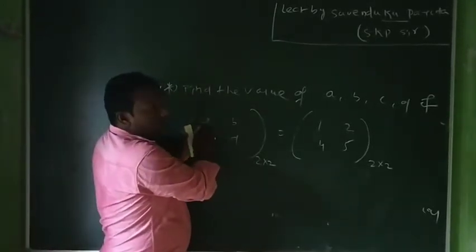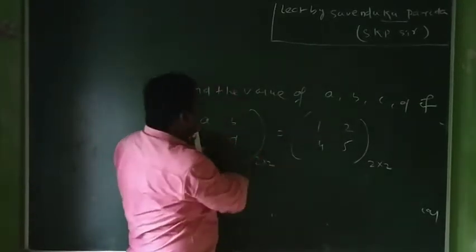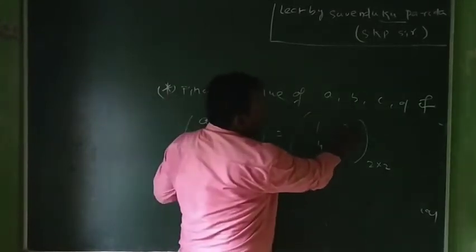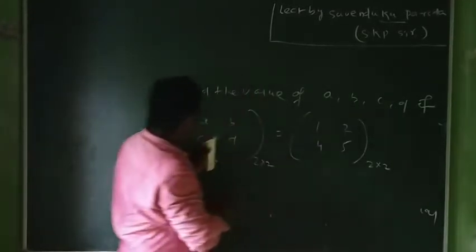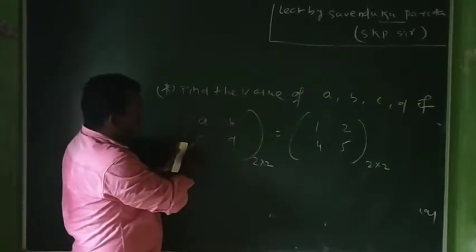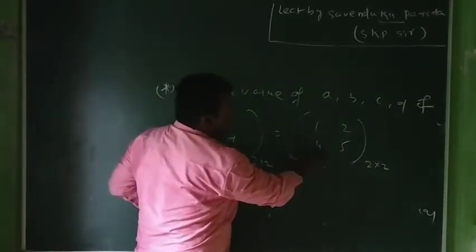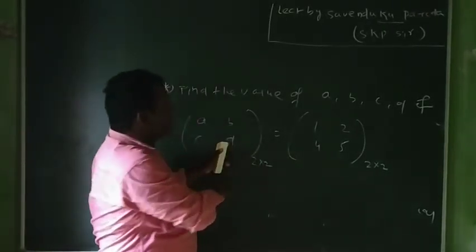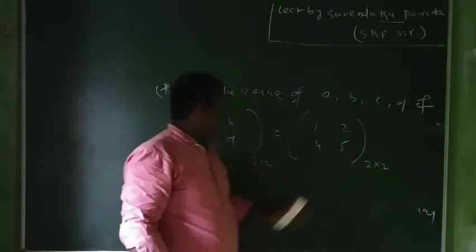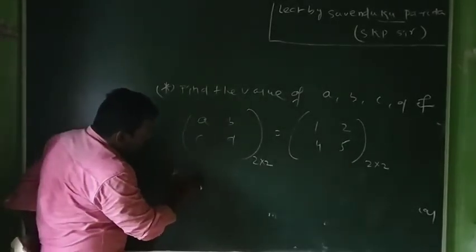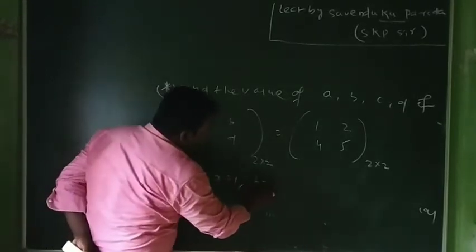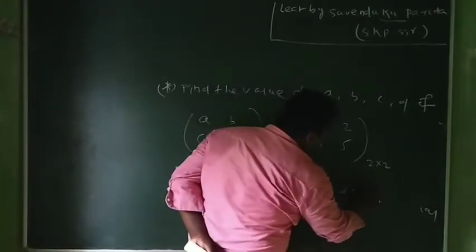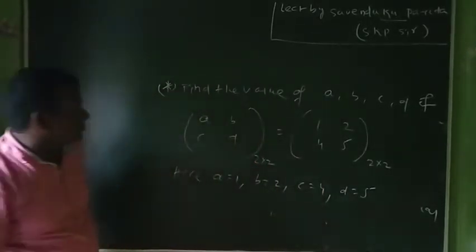First row, first column is A, and first row, first column is 1, so A equals 1. First row, second column is B, and it is 2, so B equals 2. Second row, first column is C, and it is 4, so C equals 4. Second row, second column is D, and it is 5, so D equals 5. A equals 1, B equals 2, C equals 4, D equals 5. Clear?